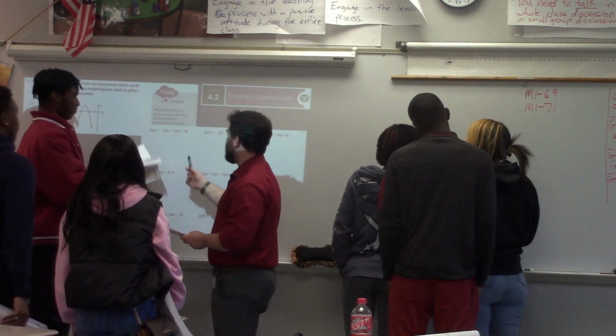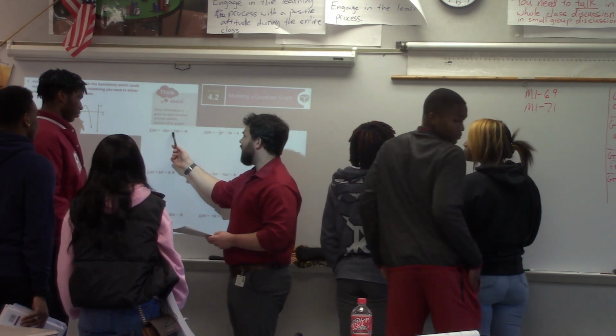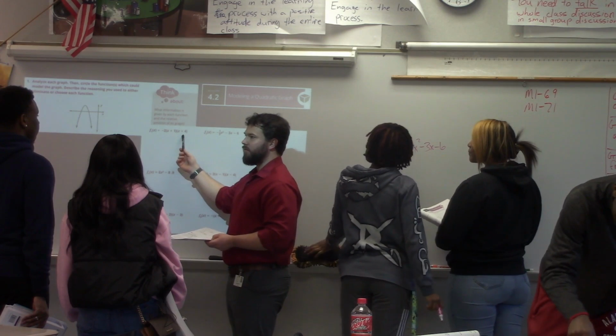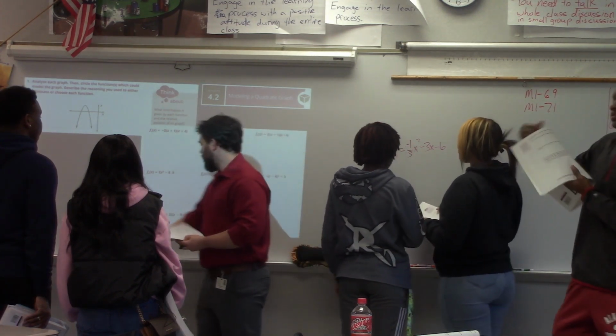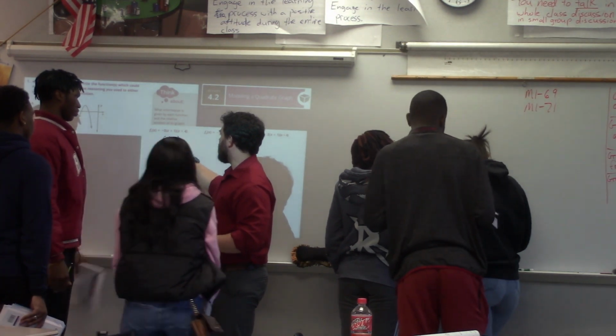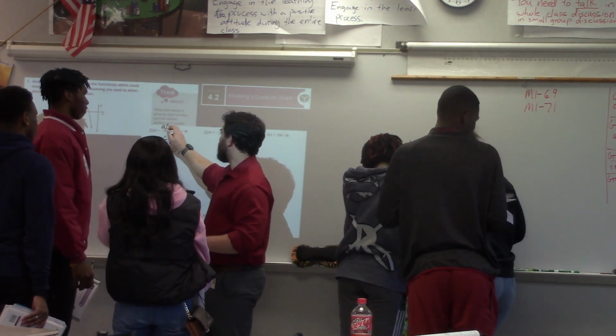Okay, remember, right here we looked at it and said R1 would be -1 and R2 would be -4, so it has the x-intercepts (-1, 0) and (-4, 0). We identified the form first.